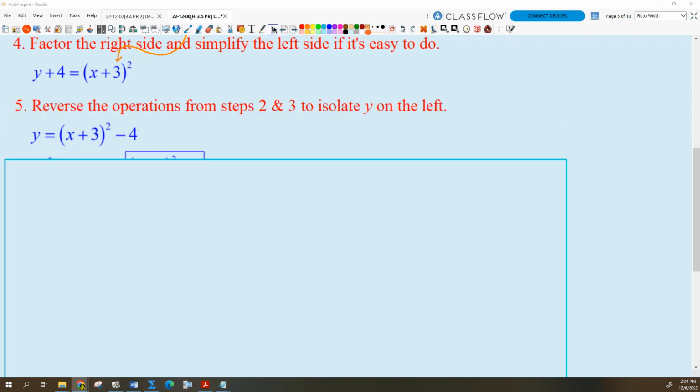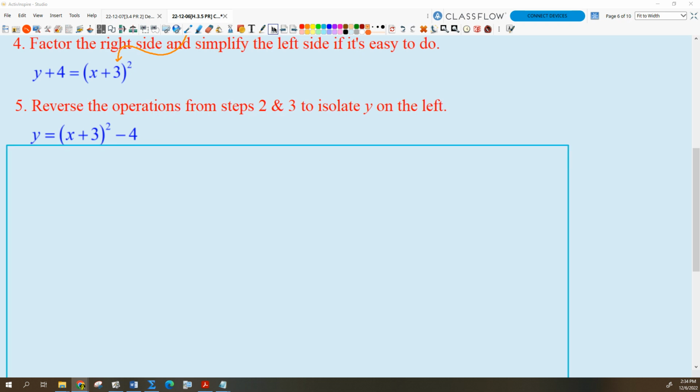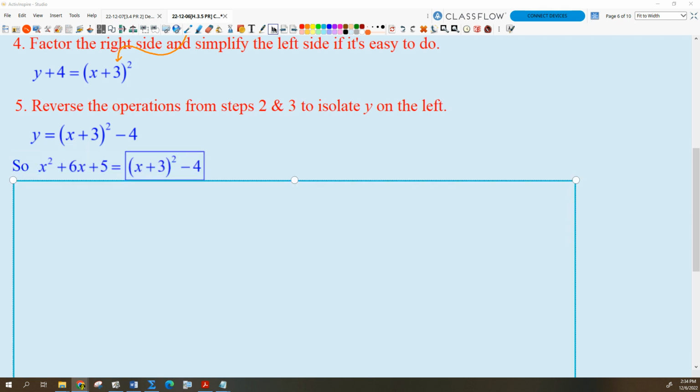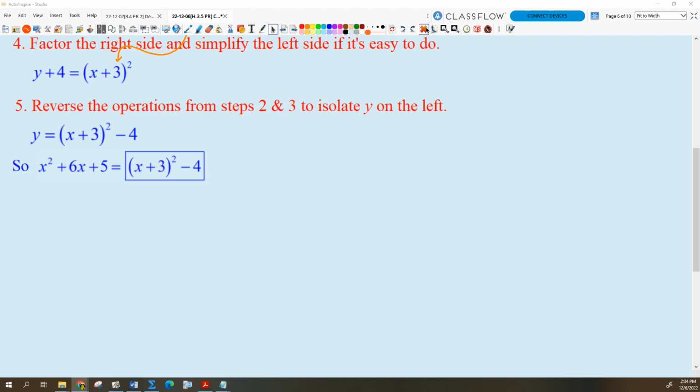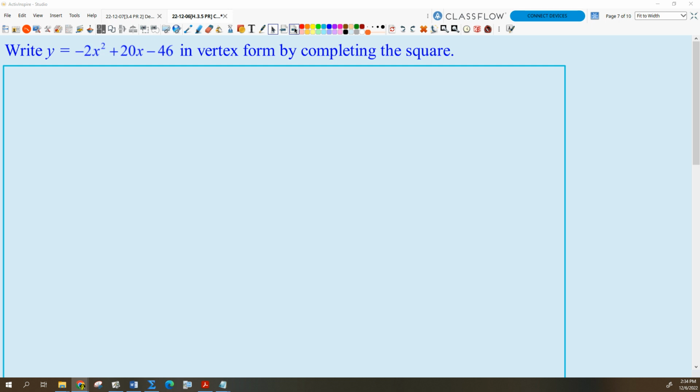Just reverse the order of operations, get the y by itself, which means I'm just going to subtract 4, but I'm subtracting 4 outside of everything now, right? Does that make sense? Okay, so that's my answer. Okay, see the process? Okay, that's completing the square. Let's try another example. Okay, how about this one?